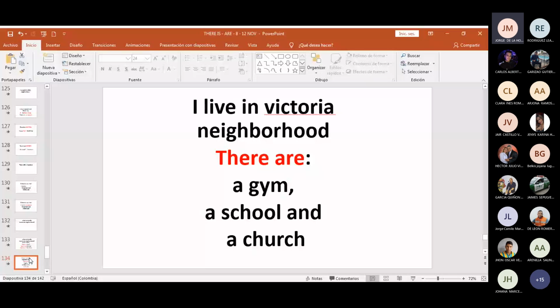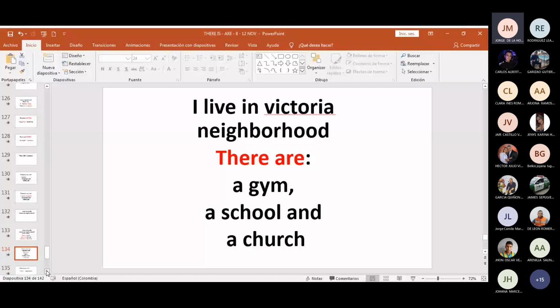So class, this is personal because the places are different. So student, please tell me what is there in your neighborhood. What is there in your neighborhood, student? What is there in your neighborhood?